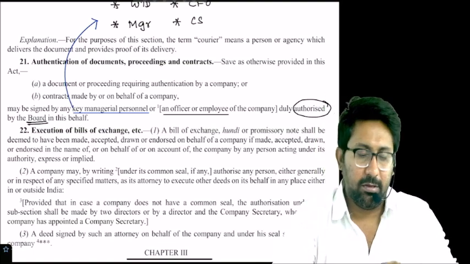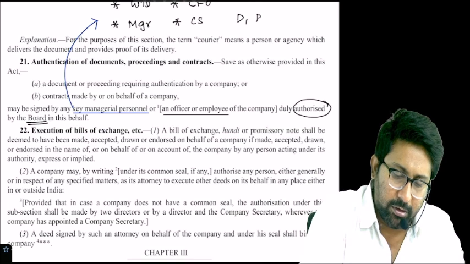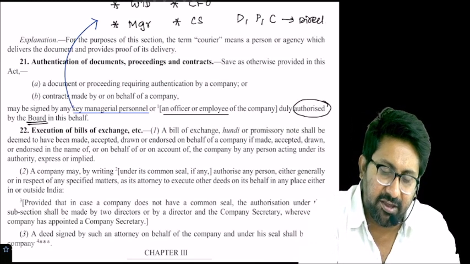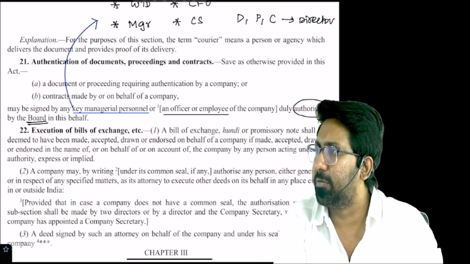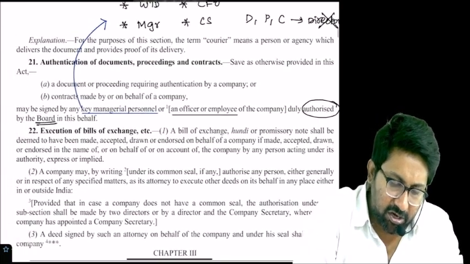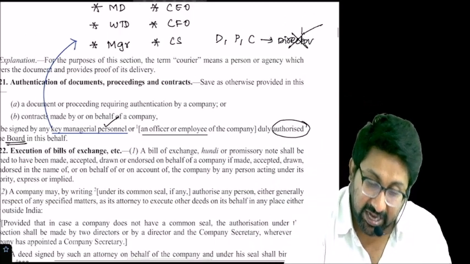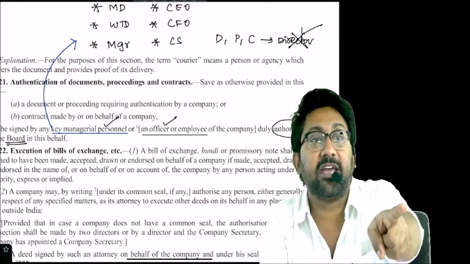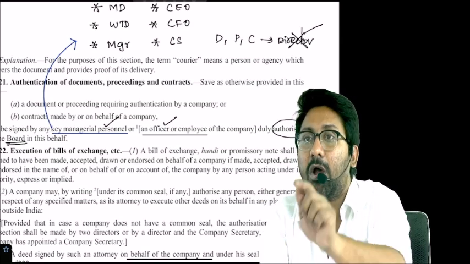That means, tell me, if a document, proceeding or contract is to be signed by, say for example, a director of the company on behalf of the company, is it possible or not possible? Not possible, because he is not coming into the category of KMP. However, it is possible for a director because he is coming under officer. That means he is not a KMP, but he is an officer. So, can a director sign or not? Can sign. Not as a KMP, but as an officer.